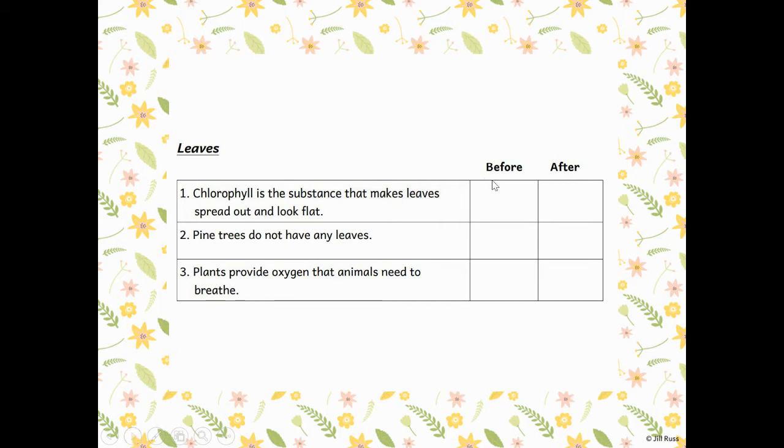Remember in the true, false, before box, it says chlorophyll is the substance that makes leaves spread out and look flat. True or false? Chlorophyll is the substance that makes leaves spread out and look flat. Put true or false.